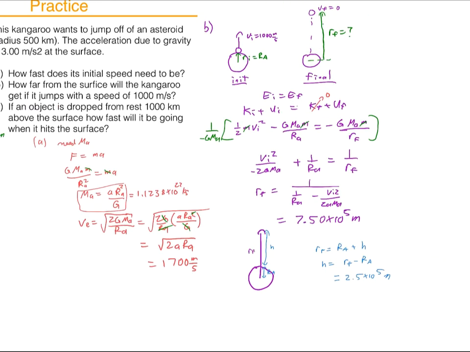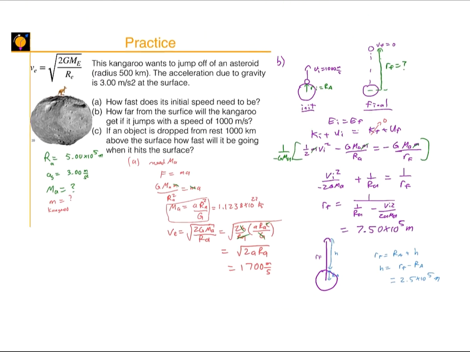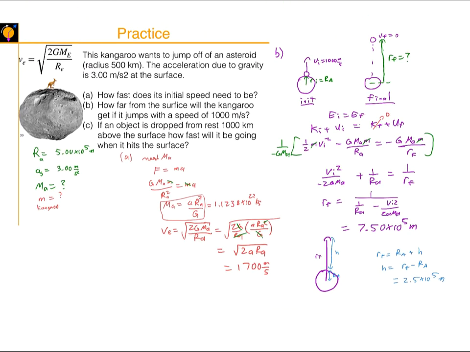So the moral of the story is that if the kangaroo jumps with a speed of 1,700 meters per second, it will escape to infinity and escape the bonds of this asteroid. But if it only jumps at 1,000 meters per second here, then it will only reach 250 kilometers above the surface of the asteroid.